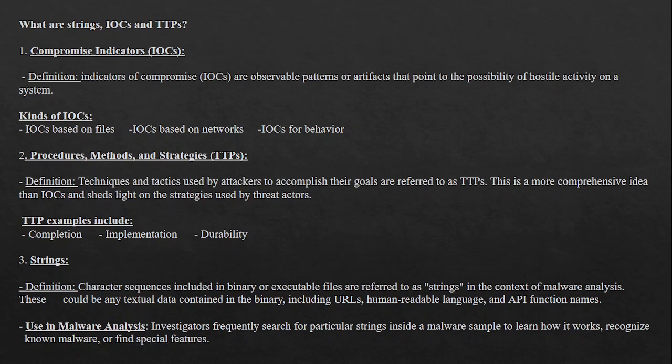TTPs are the methods used by attackers to make their malware more robust and to implement it on the system. Strings are the character sequences in a binary or executable file. In malware analysis, they could be any textual data contained in the binary: URLs, human-readable language, and API functions.